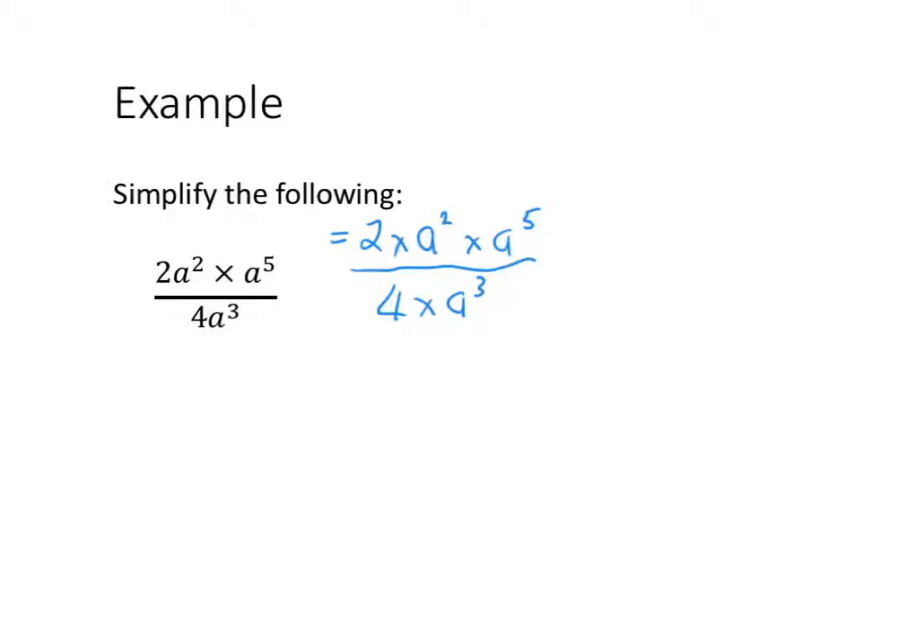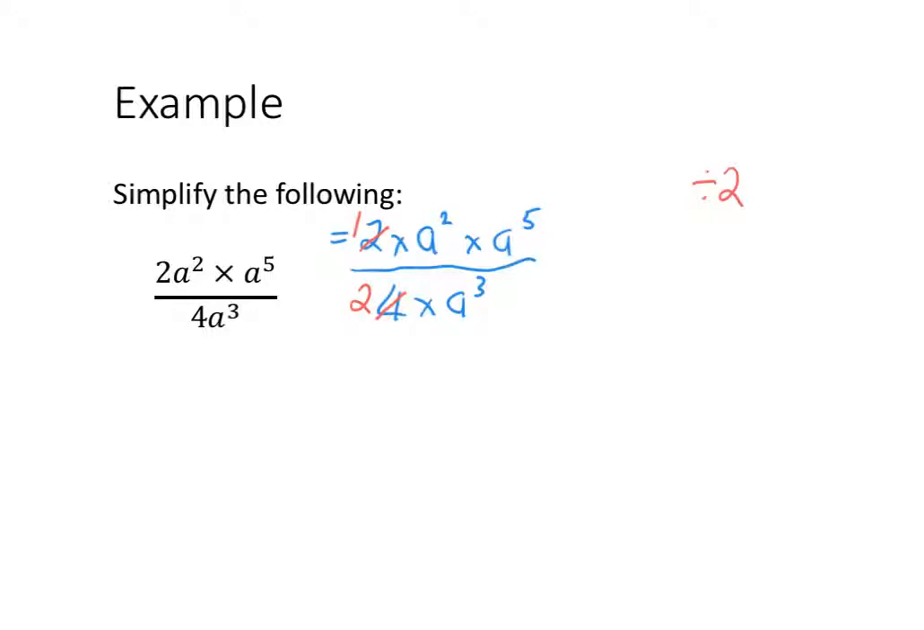Now the next step is to go through and cancel any common factors between my numerator and my denominator. So first looking at the numbers 2 and 4, I've got a common factor of 2. So I can divide both numbers by 2. So 2 divided by 2 is equal to 1, and 4 divided by 2 is equal to 2. So now I can have a look at my a's. And I've got a to the power of 2, and an a to the power of 5 up the top, and an a to the power of 3 down the bottom in the denominator.